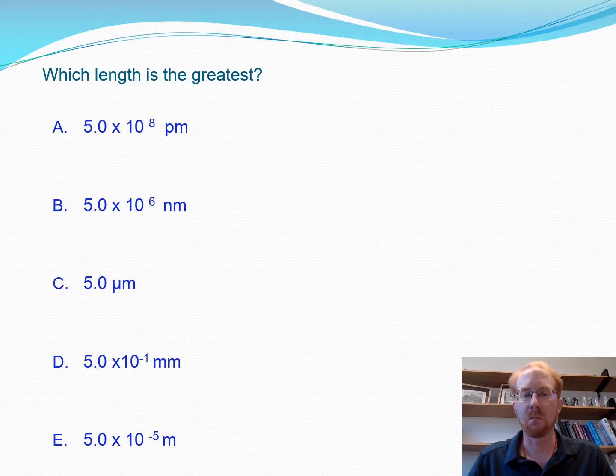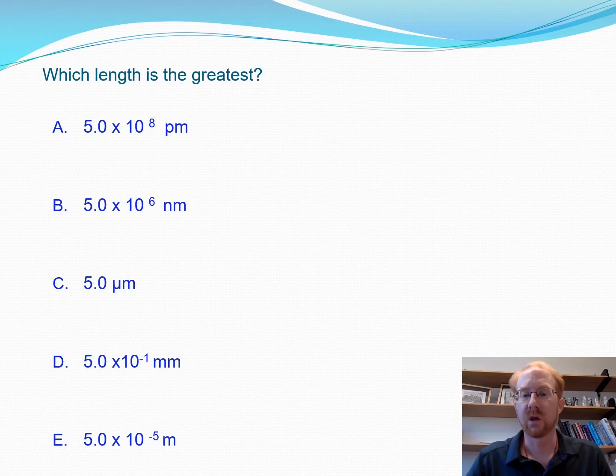Right. So to do this, we need to convert these all to the same set of units. And I can pick whichever of these units I want to convert everything else to. But meters are our base unit. That's going to be the easiest thing to convert into. So that's what I'm going to do. I'm going to convert all of these into units of meters.